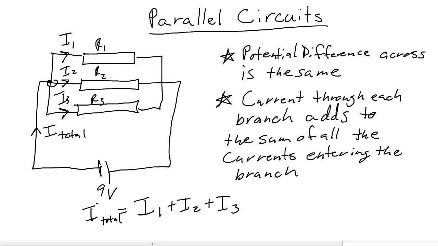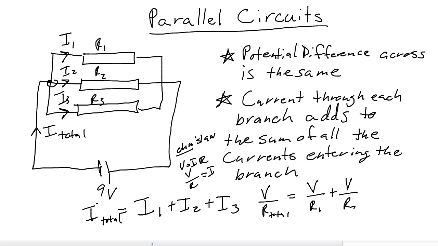And I can get a little more information out of this if I apply Ohm's law. Remember, Ohm's law is V is equal to IR. That's my Ohm's law. And so I'm going to move my letters around in Ohm's law and have V over R is equal to I. I'm going to substitute V over R into this equation. So instead of having I, I'll have V over R. So V over R total is equal to V over R1 plus V over R2 plus V over R3.